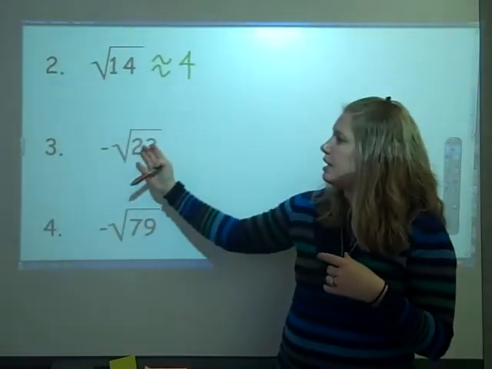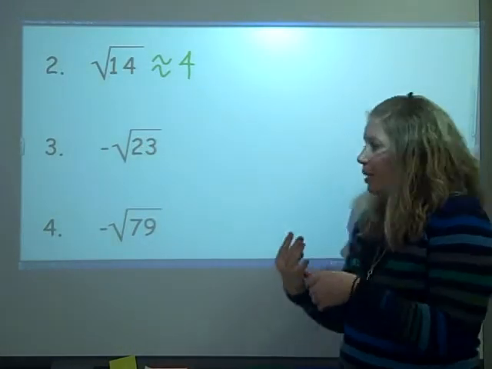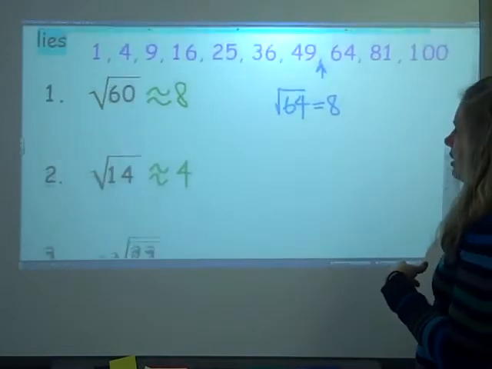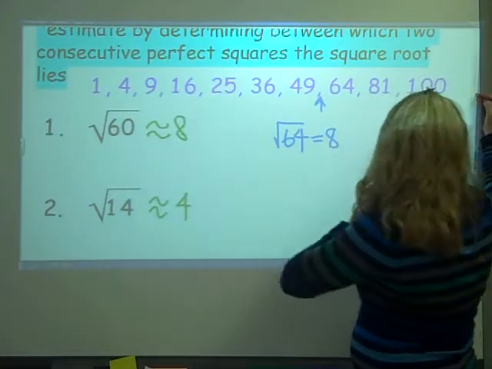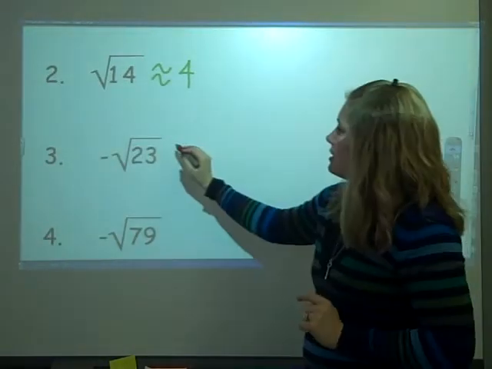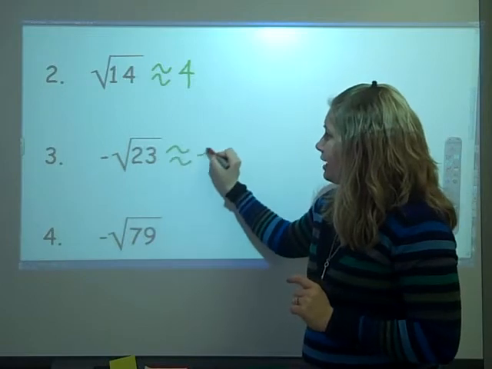These ones are just negative. It's the same exact thing, except now we're just going to give the negative answer to it. So the negative square root of 23 would be in between 16 and 25, closer to 25. So we would say that this is approximately negative 5.